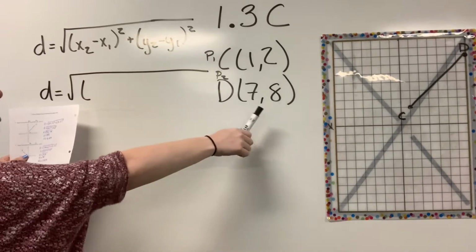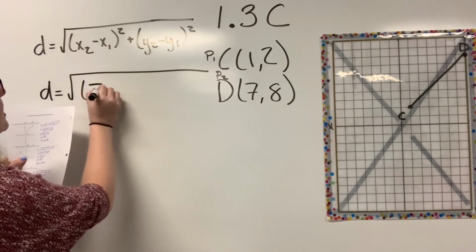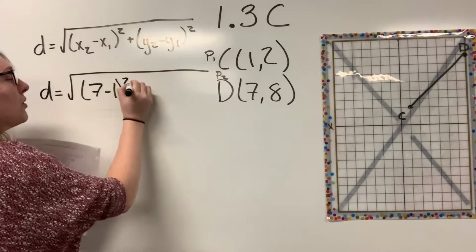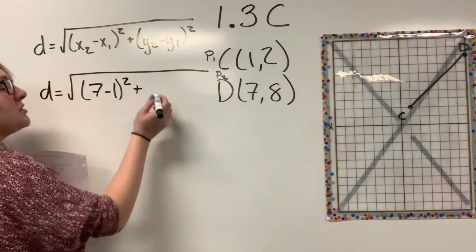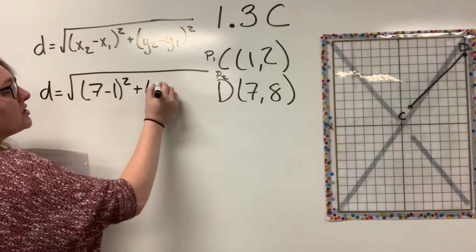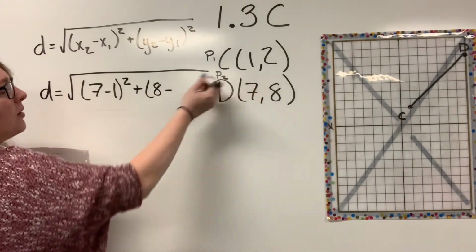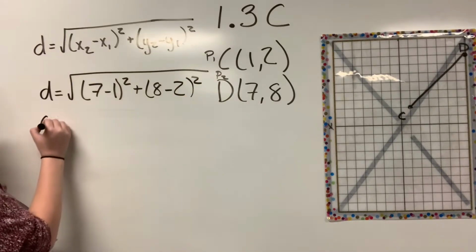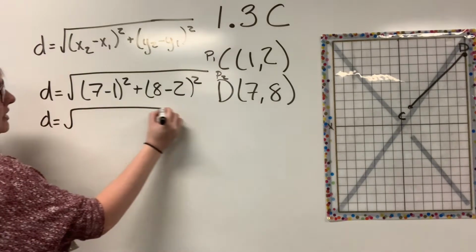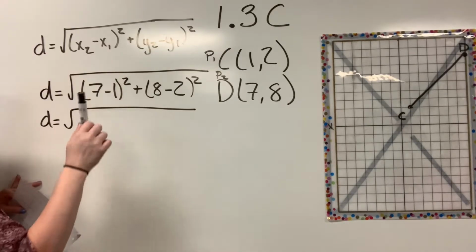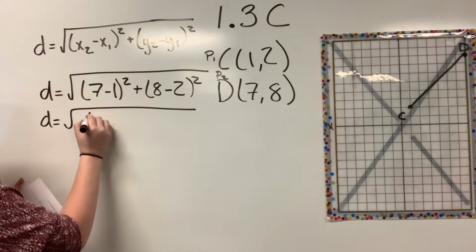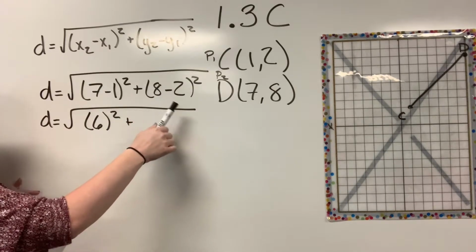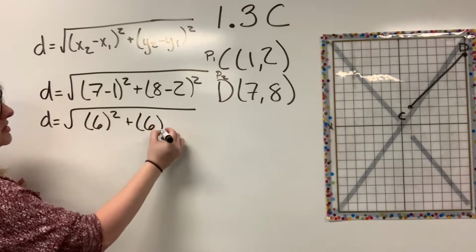So we have our x2, which is 7, minus our x1, which is 1 squared, plus we have our y2, which is 8, minus our y1, which is 2 squared. We have to simplify, so we keep our D equals our giant square root. 7 minus 1 is 6 squared, plus 8 minus 2 is also 6 squared.